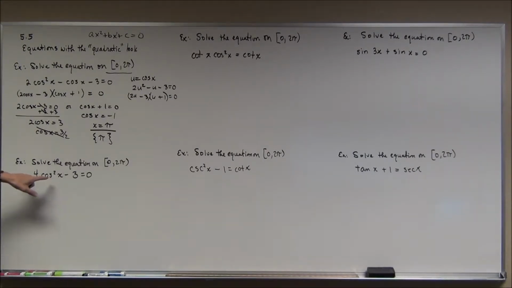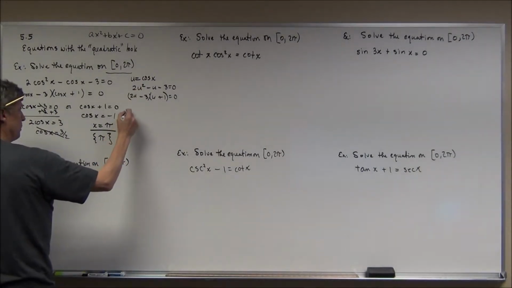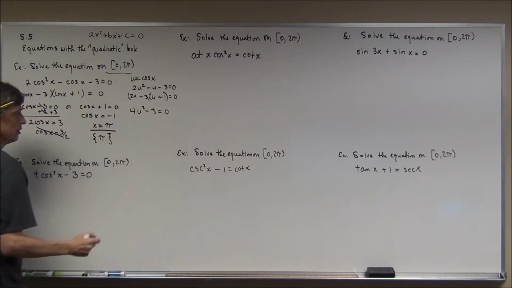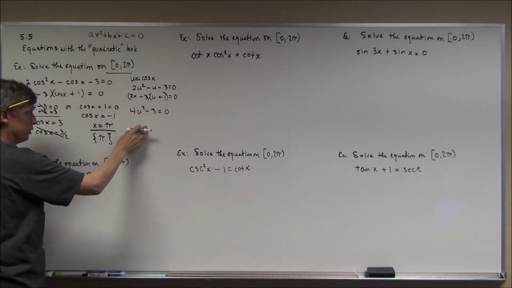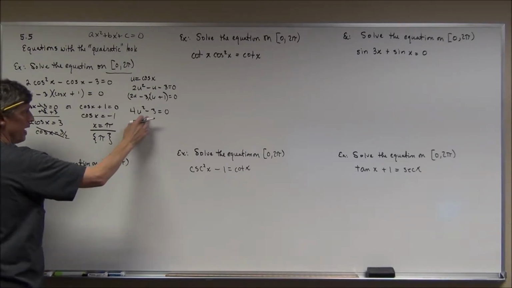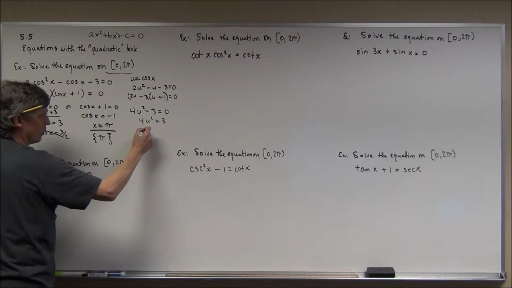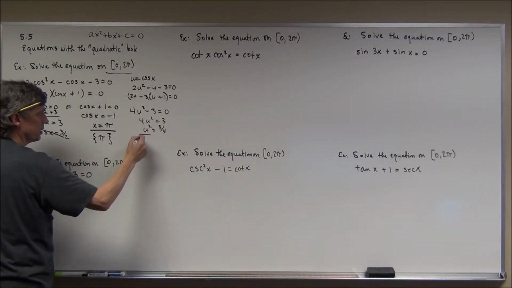Now this one here also has the quadratic look, although it doesn't have a middle term. If I let u equal the cosine of x, this would be 4u squared minus 3 equals 0. Well, it's not a difference of squares, because 3 is not a perfect square, but you could use the square root property. Add 3 to both sides, divide by 4, and then take the square root of both sides.